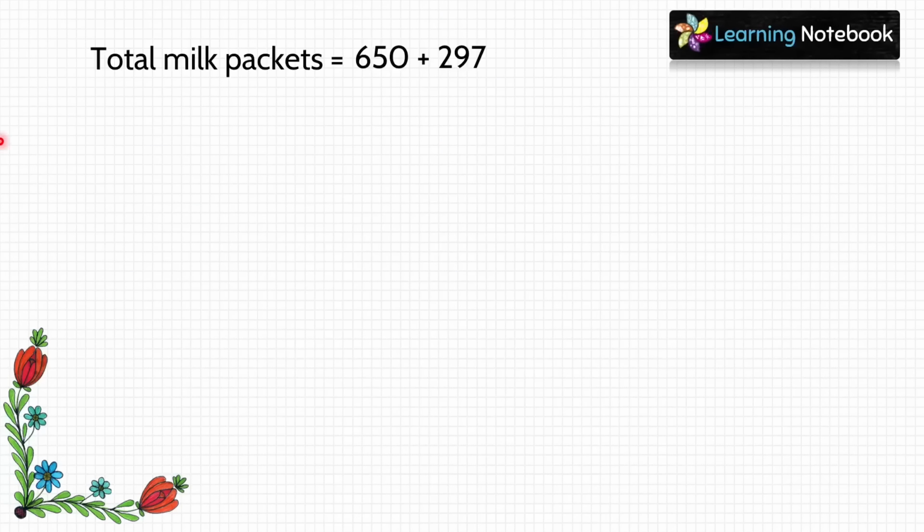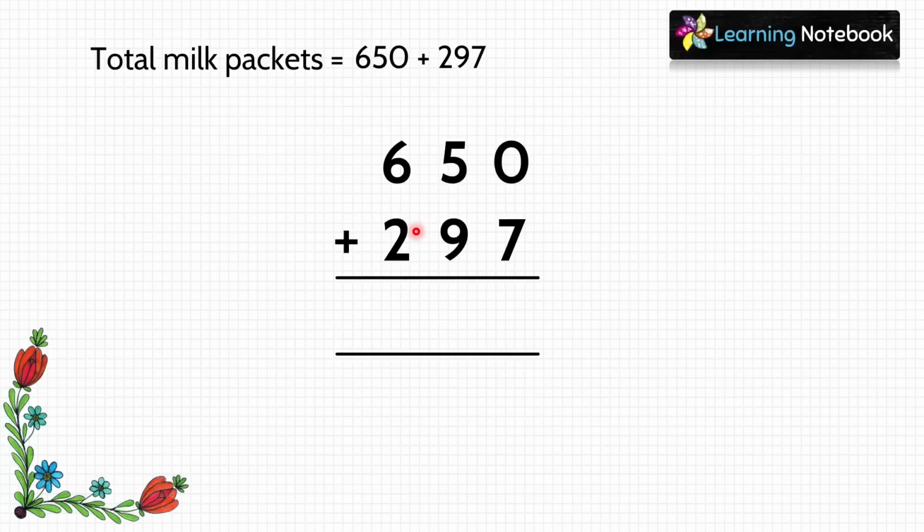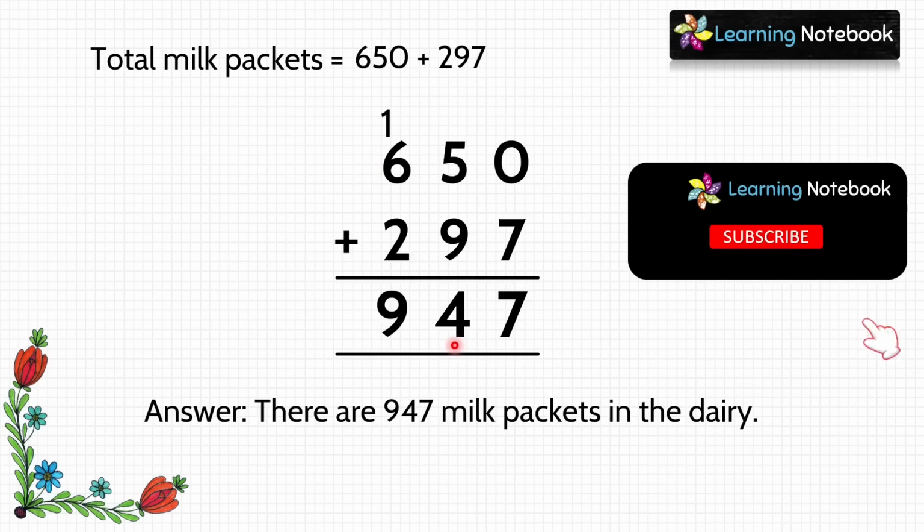So, after writing them in column form, we will start adding them from ones place. So, 0 plus 7 equals to 7. Next, 5 plus 9 equals to 14. So, carry 1 and write 4 in the answer. Next, 1 plus 6 equals to 7 and 7 plus 2 equals to 9. So, this is our answer, 947.